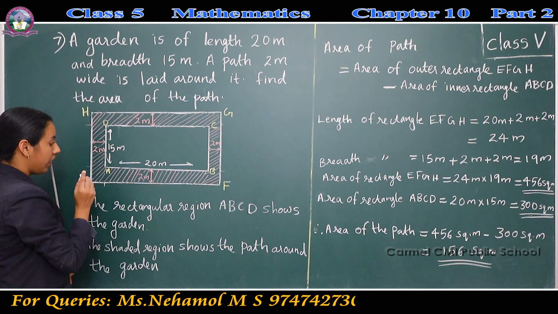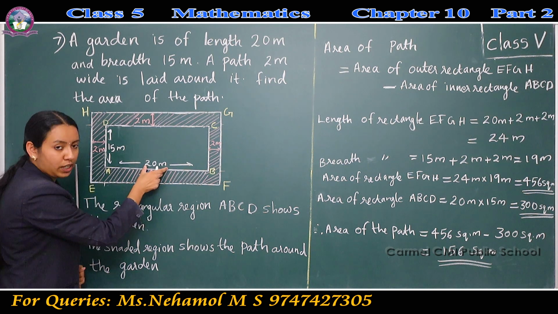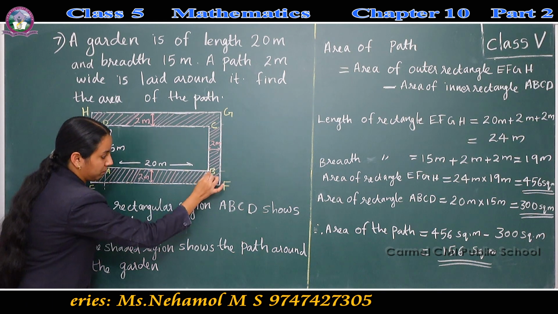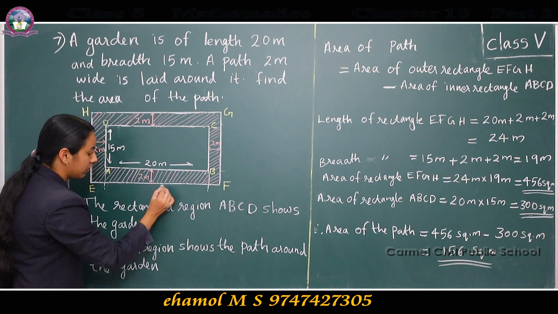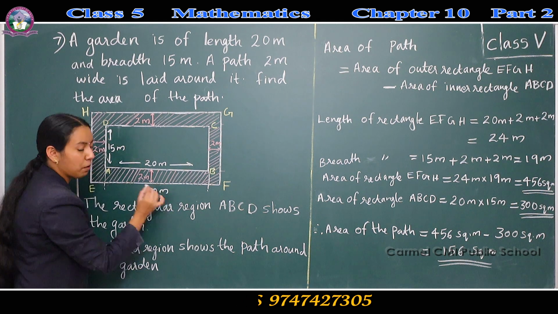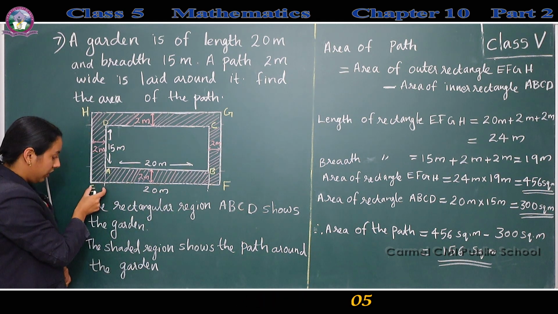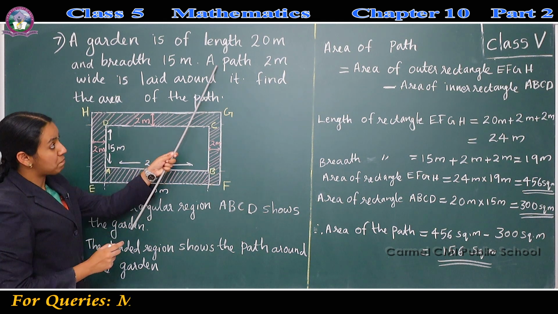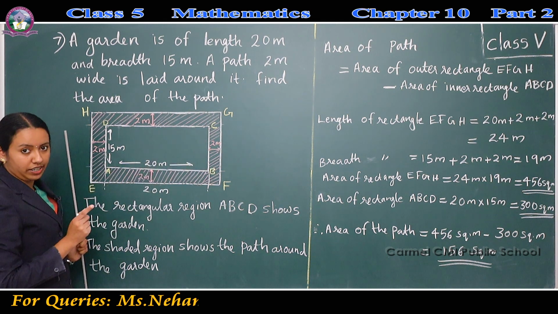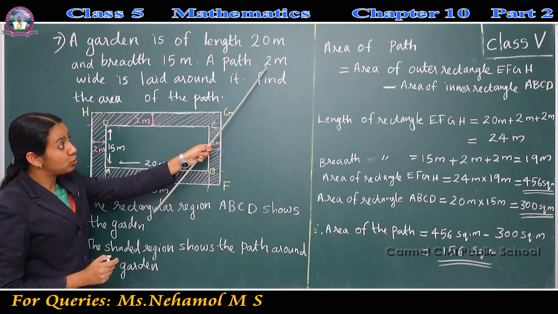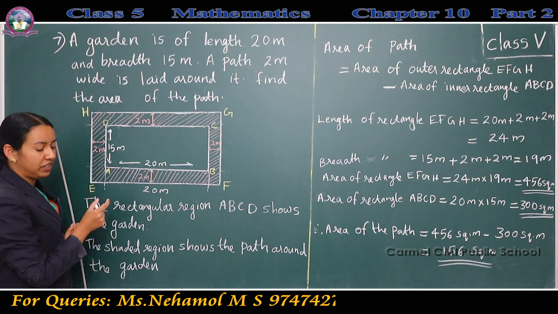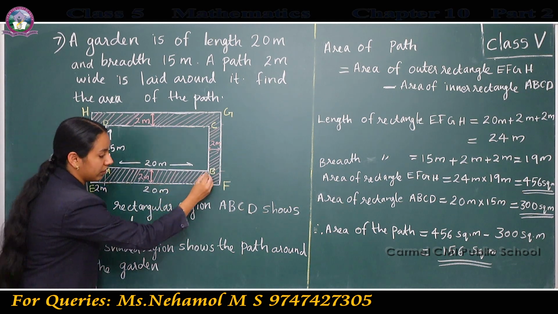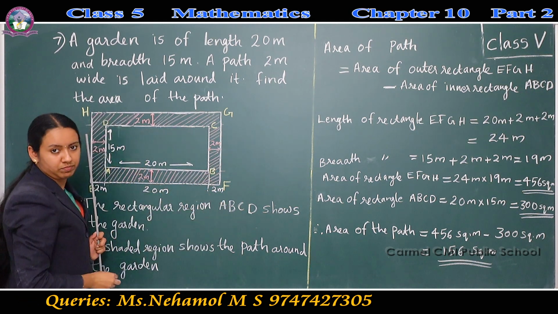Here we have length of the garden is 20 meter. That means this much portion, length of this much portion is 20 meter. We need this much portion also. Then what is given? A path 2 meter wide. That means this portion will be 2 meter and this also 2 meter.